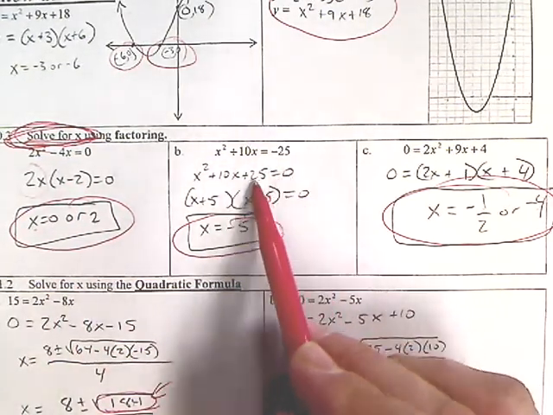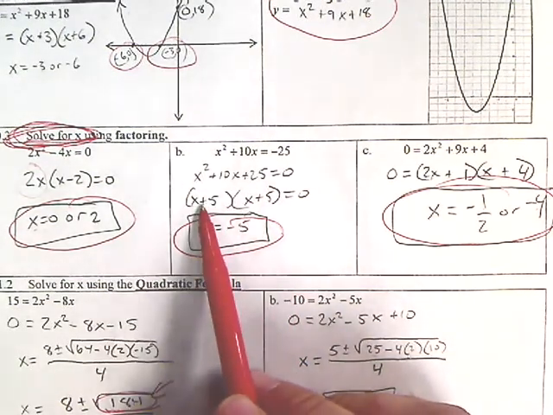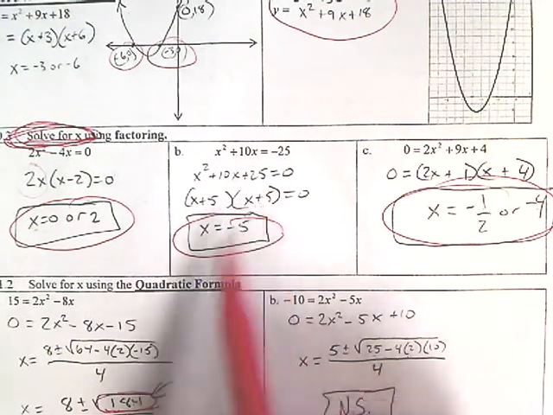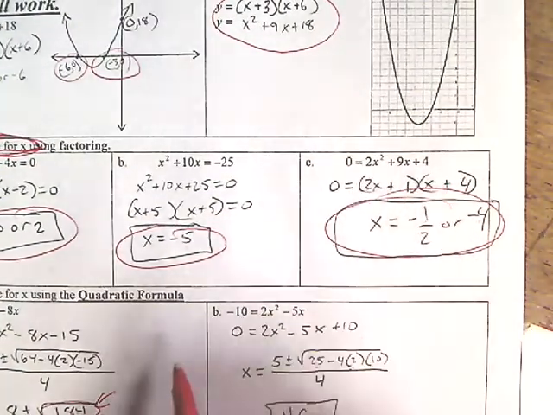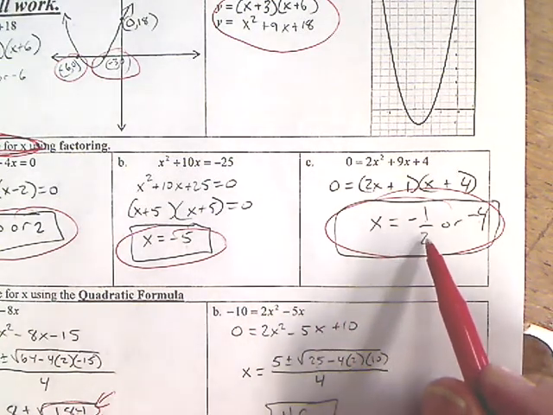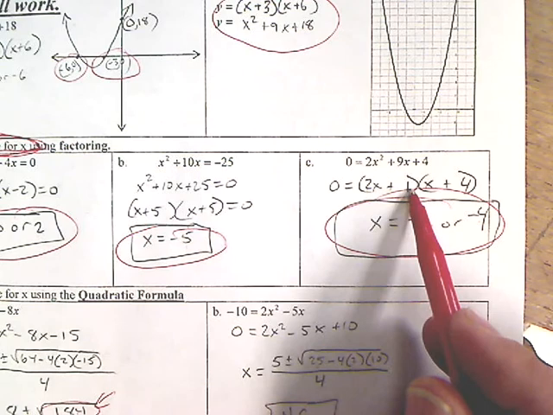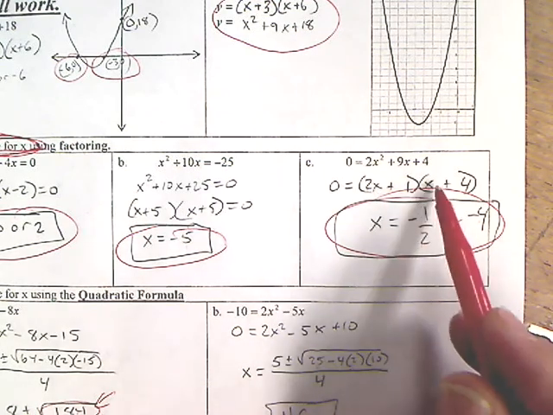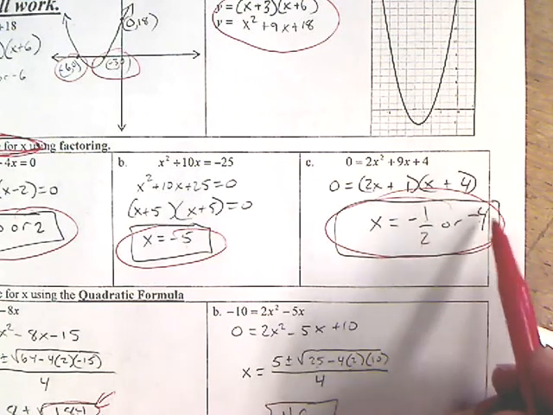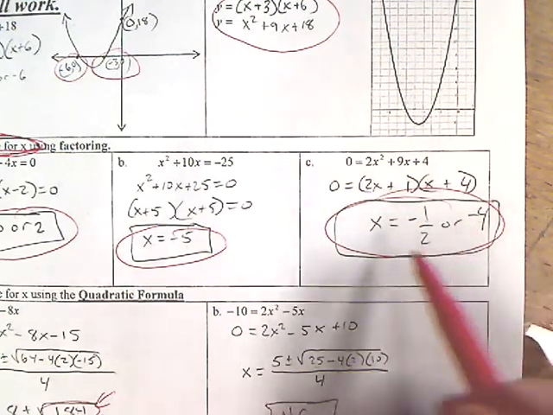Get equal to 0, factor, then I can use zero product property. And then -5 works for both of them. Factor that guy. And then 2x plus 1 equals 0. So subtract 1 and then divide by the 2. That's how you get the -1/2. X plus 4, so -4 for the x gives you 0. 0 times anything, 0.